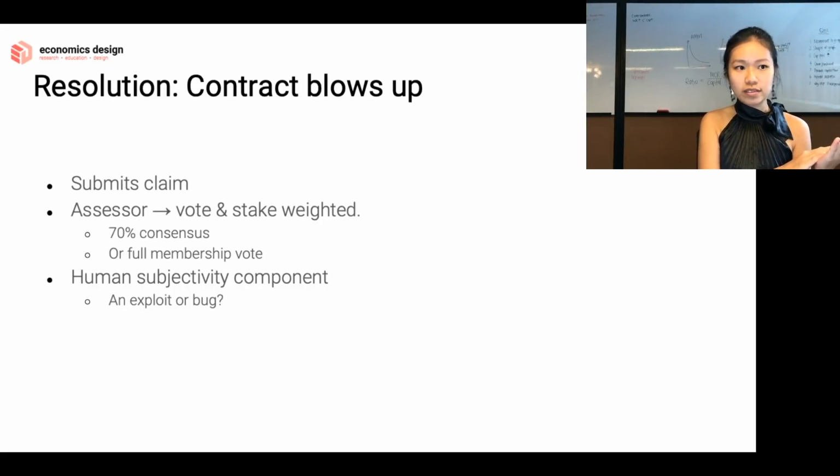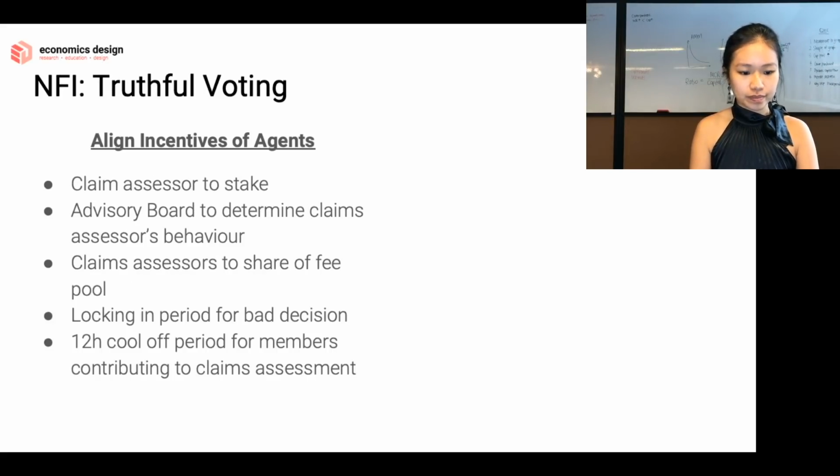If 70% says, no, this is an exploit by someone else, like a governance exploit that has nothing to do with the bug, then me as a member, I don't get a claim, or I don't get any coverage. And so this is where the claim assessors just do one thing, just answer one thing. Is this an exploit or is this a bug? And all they have to do is say yes or no. And then you get your coverage or you don't get your coverage. So that is the general idea of how everything works.